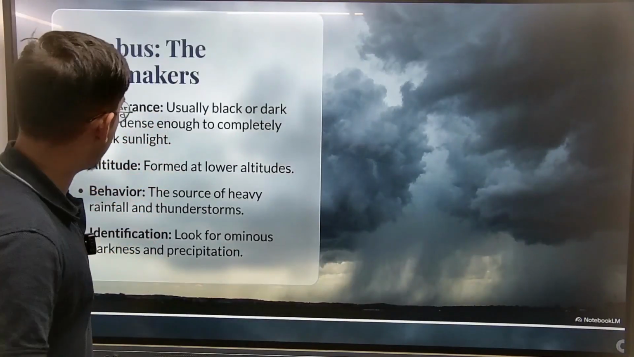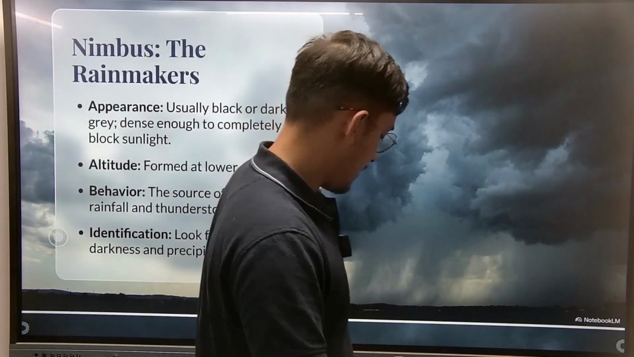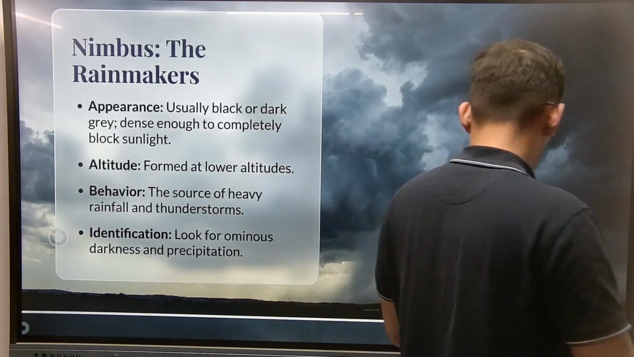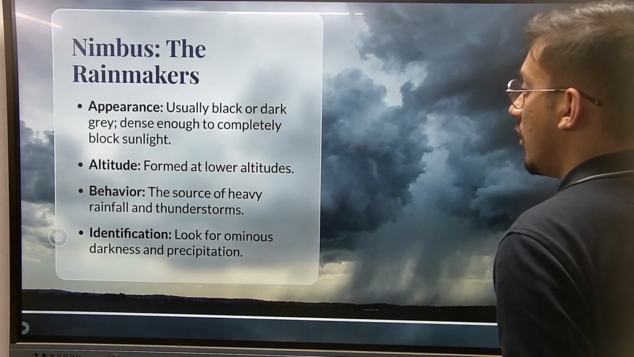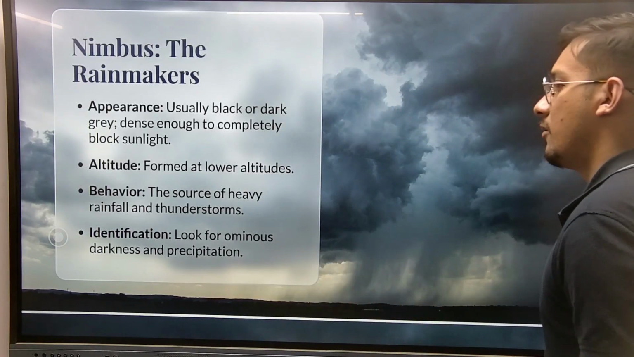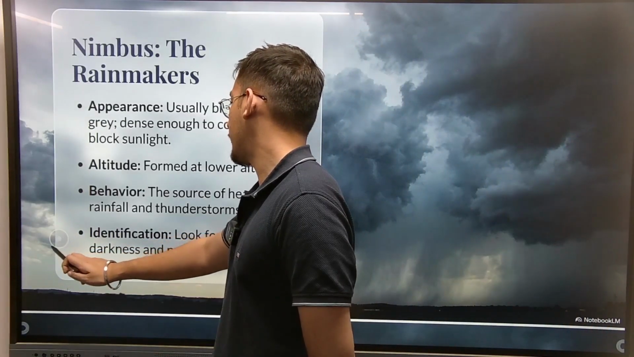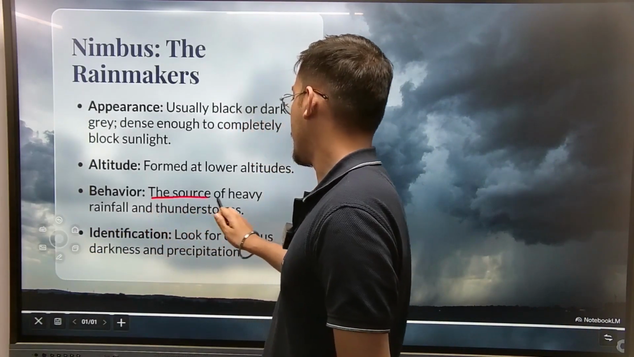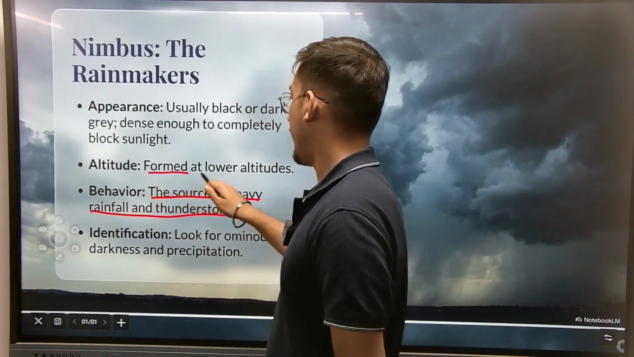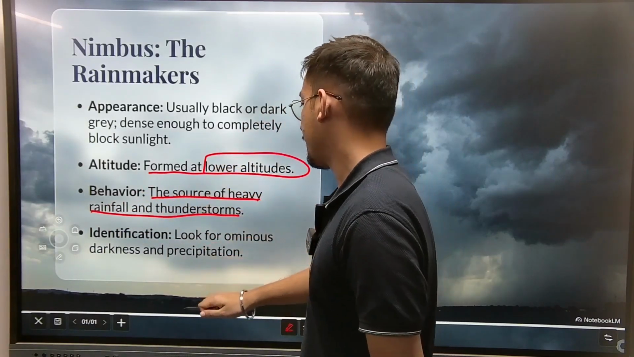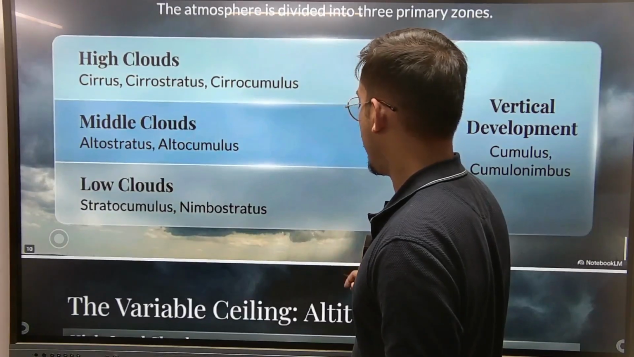Now we come on to nimbus. As I said before, nimbus is always the rainmaker cloud. It usually appears black or dark gray. It is formed at lower altitudes. Thus, it is the source of heavy rainfall and thunderstorms. Now we come on to something very important.